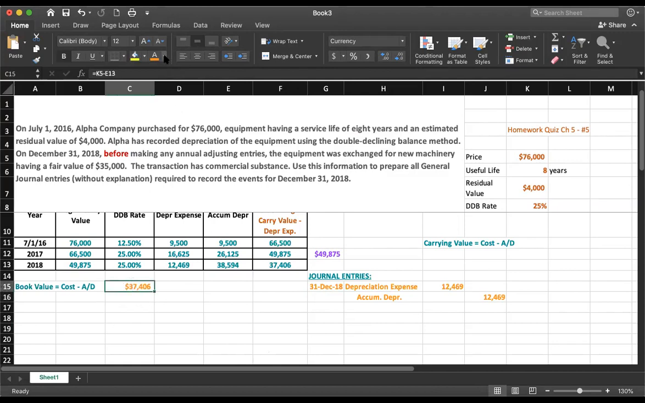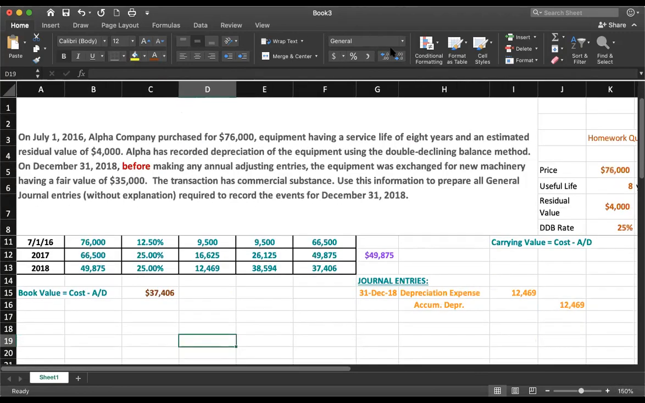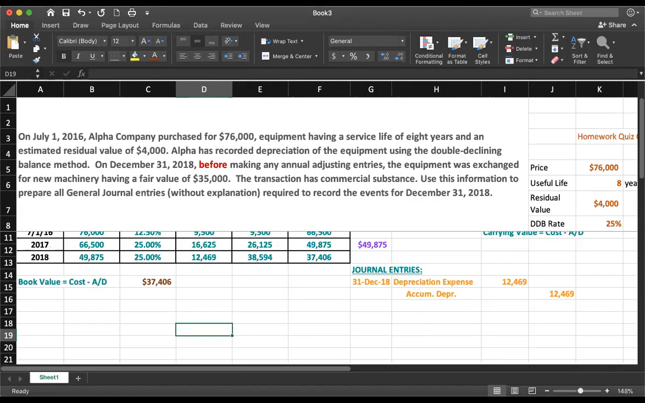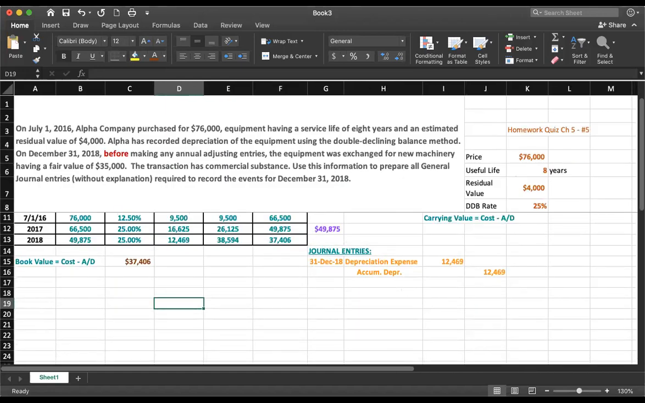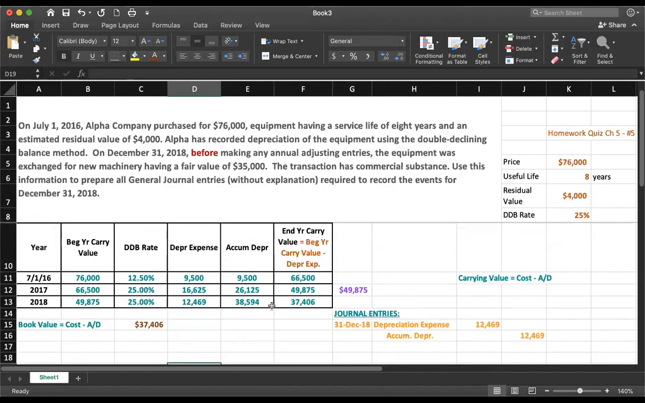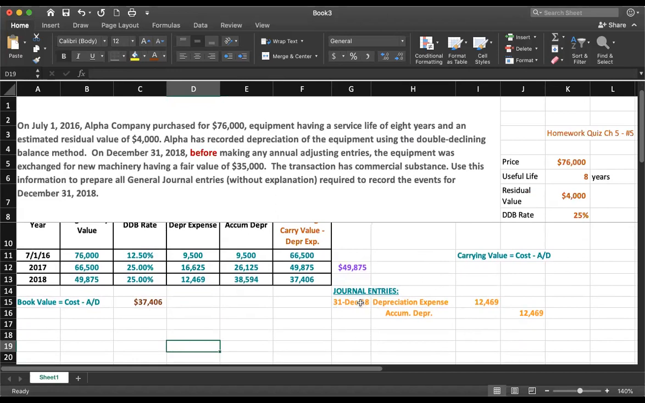And that was $39,406. Excuse me, I said that wrong. I meant to say $37,406. Oh boy. Okay. Now we want to know, was there a gain or was there a loss?